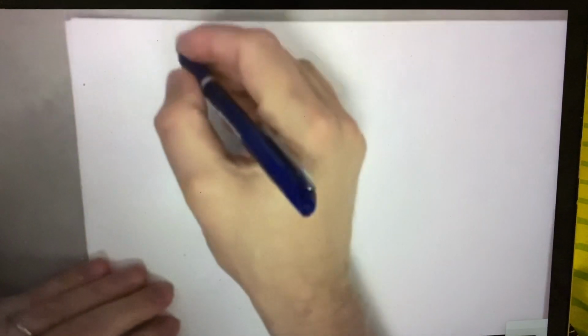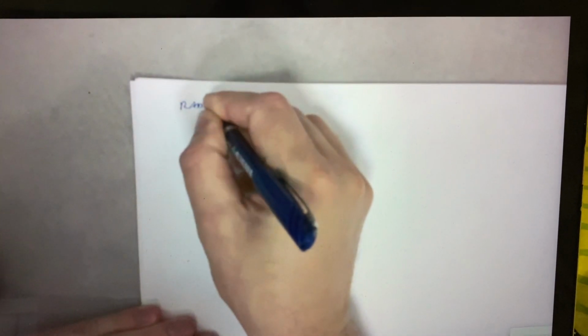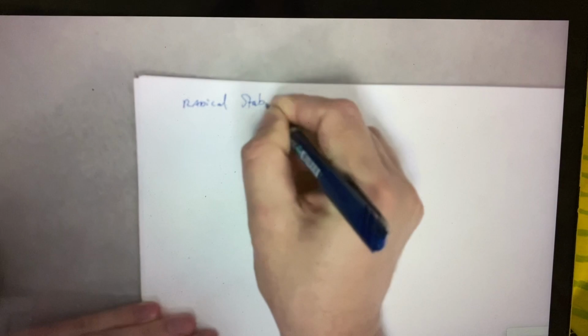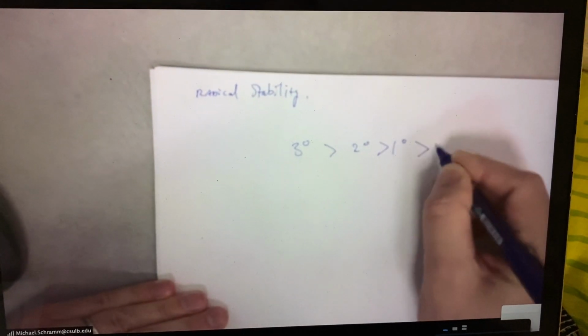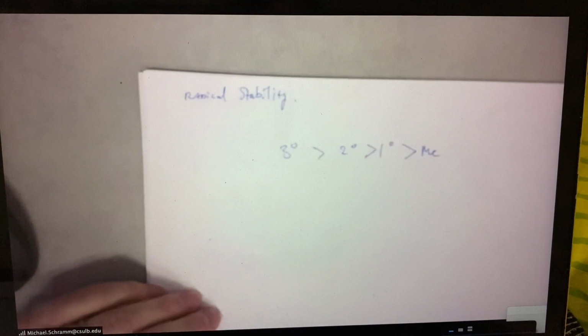You need to have at your disposal radical stability. Just recall, tertiary radicals are more stable than secondary, which are more stable than primary. These are much more stable than methyl radicals.